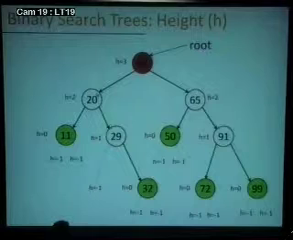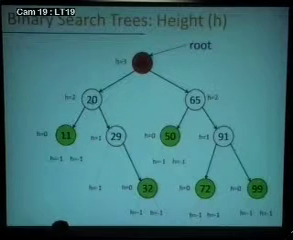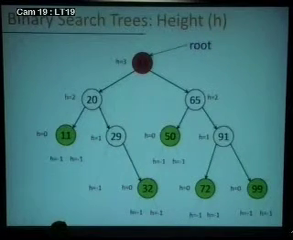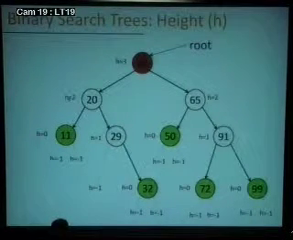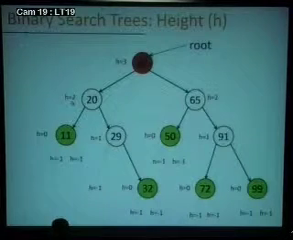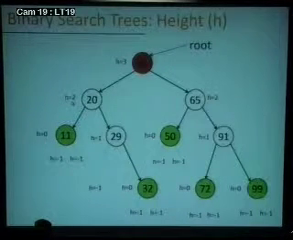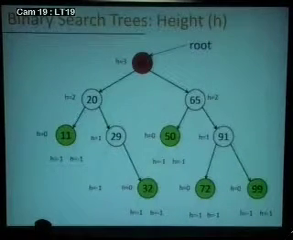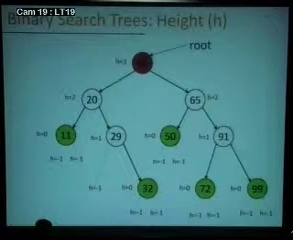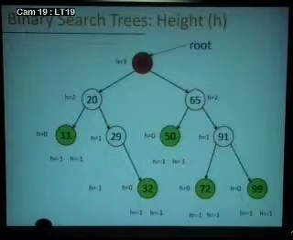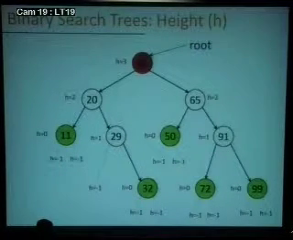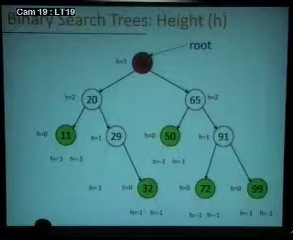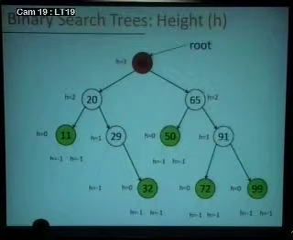Let's take a look at 20, for example. If you go left, it's only 1 step. But if you go right, it's 2 steps. So the height of this node 20 will be 2. For now, let's concentrate on this concept. I have a new attribute called height. I will store this attribute height in every node in my BST. I want to know, from this node to the deepest possible leaf, what is the number of edges taken.